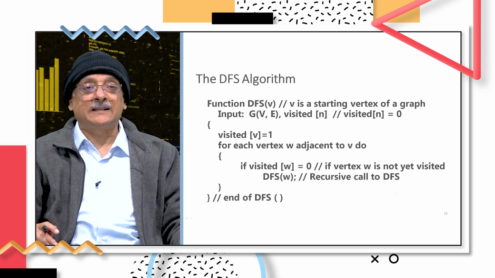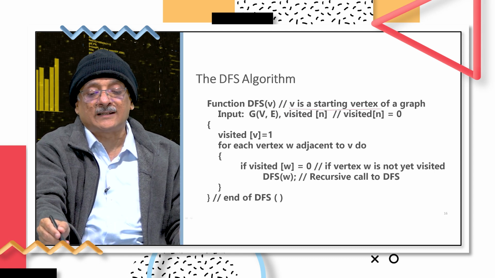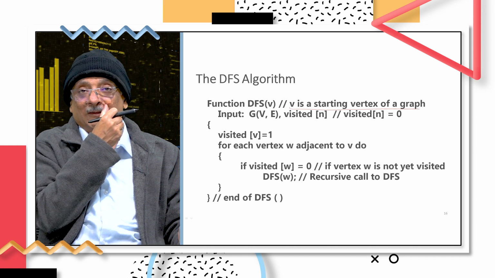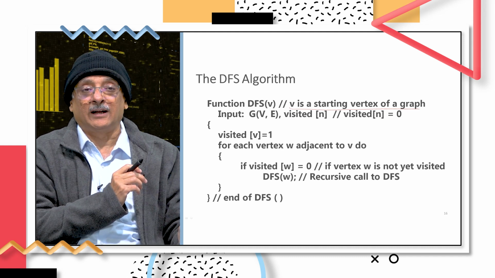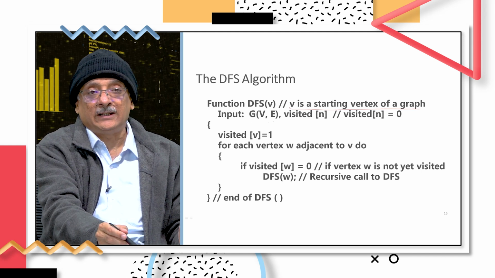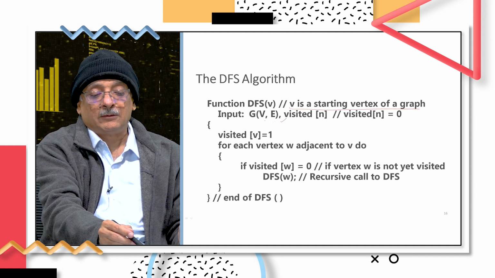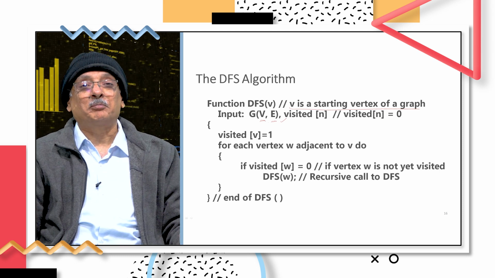Now, if we say DFS(V) is a function, V we are assuming is the starting vertex of the graph. If we start with the starting vertex V of the graph, the input is basically G(V, E), that is the graph itself, where all the vertices are informed about the edges. We will be informing that particular thing, and how will we be informing?